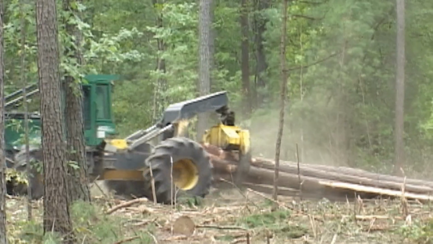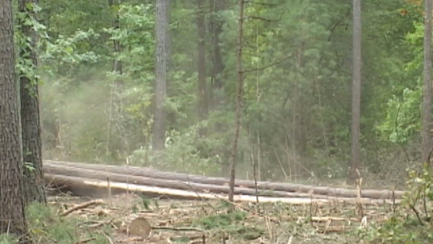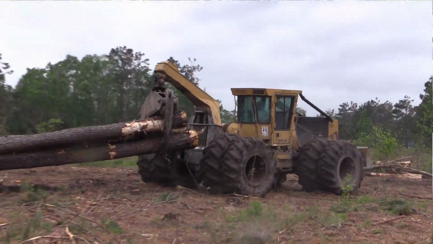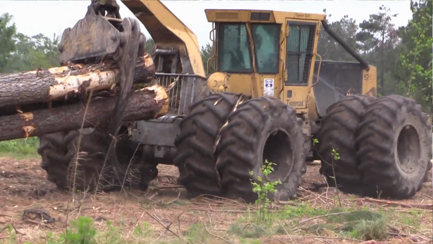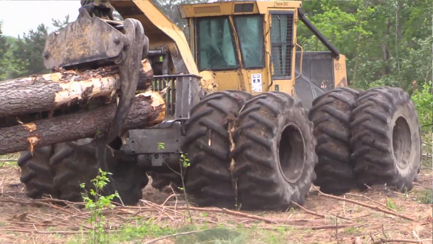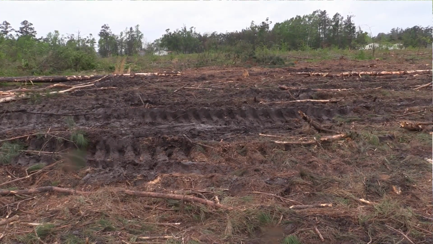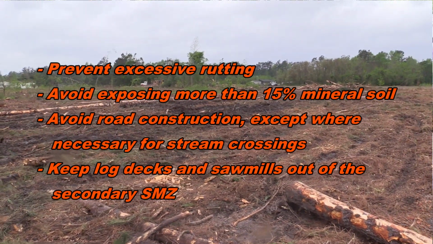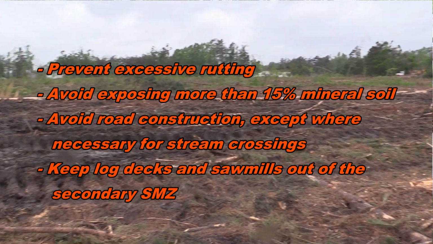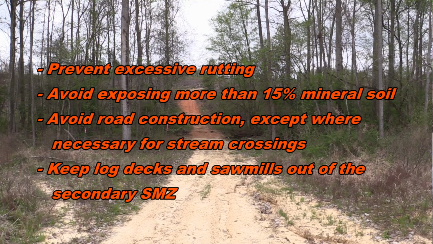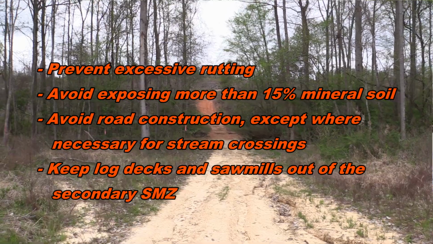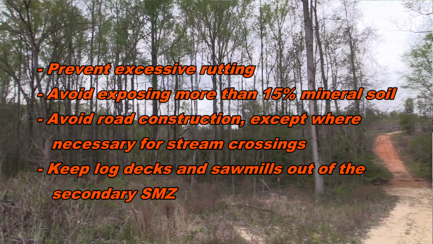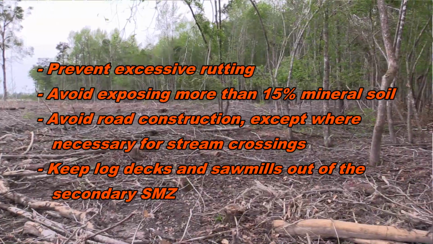The secondary zone starts at the end of the primary SMZ and extends up to an additional 120 feet depending on slope. In the secondary zone, all silvicultural harvest systems may be used, along with site preparation that does not significantly disturb surface soil. Be careful to prevent excessive rutting, avoid exposing more than 15% mineral soil, avoid road construction except where necessary for stream crossings, and keep log decks and portable sawmills out of the secondary SMZ.